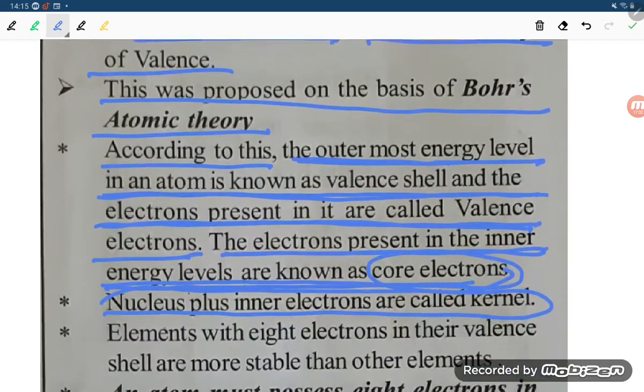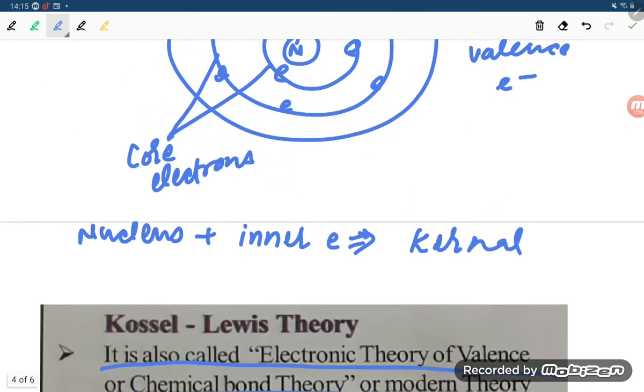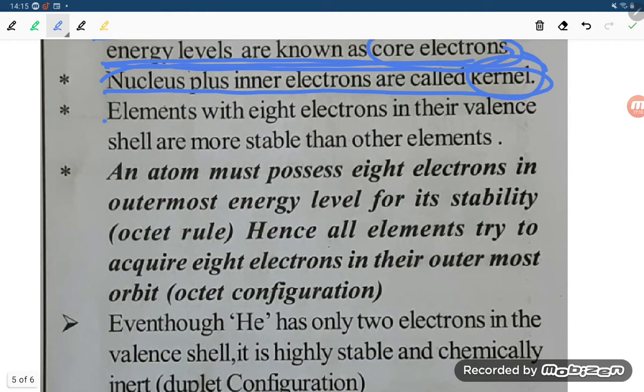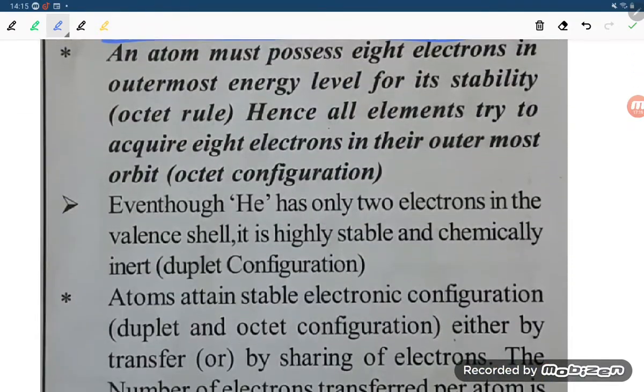Nucleus plus inner electrons is called the kernel. Next point: elements with 8 electrons in their valence shell are more stable than other elements. So that is the second point: if 8 electrons are there in the valence shell, that is what is known as a stable configuration.